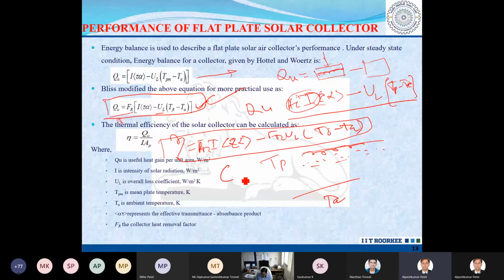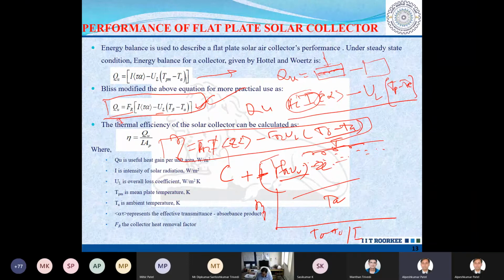We can say this is the intercept C, and minus FR UL is the slope, and I call this X. So I can represent the thermal efficiency with respect to this, because I have to divide by I, and I will be here. So that is (To minus Ti) by I. So this is the representation by straight line of the efficiency. So for any requirement of temperature in the equation, you can find the thermal efficiency.